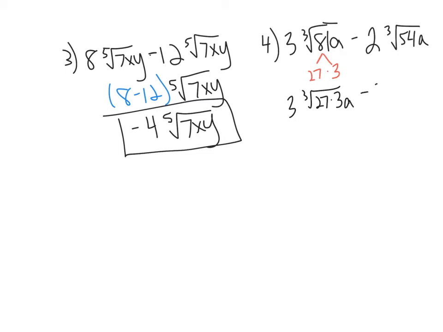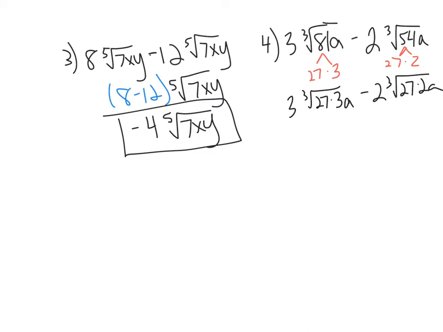Well, let's see if we can do the same thing with the 54. So 54, let's see, what numbers can we multiply to get us 54? That is a perfect cube. And 27 works there as well. This is 27 times 2. So we can rewrite 54 as 27 times 2. Again, we're not changing anything. It still equals 54. We're just writing it a little differently. And let's see if this helps us.